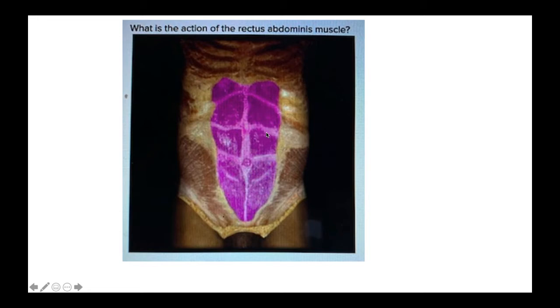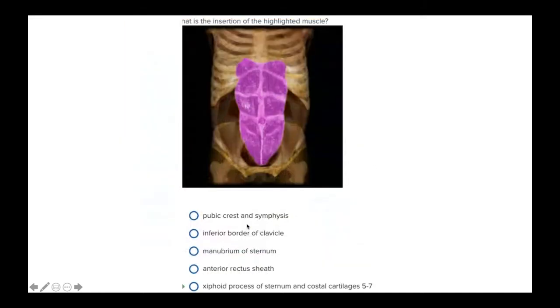This one's going to flex the trunk, right? It's going to bring the ribs closer to the pubic bone. That is trunk flexion. What is the insertion of it? So the origin is going to be here, and the insertion is going to be up here. So remember, origin stays still and insertions move. So it's that upper torso that's going to be flexing.